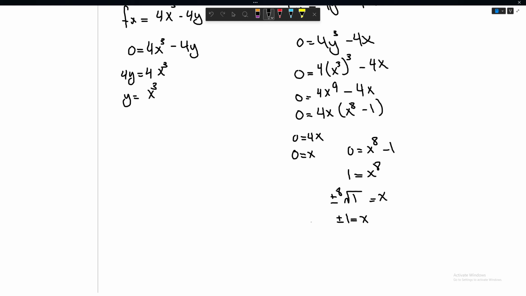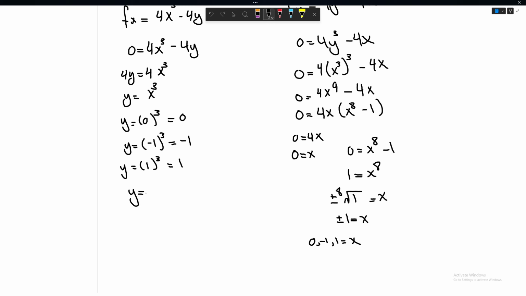Okay. So now we have 3 critical points, which is 0, -1, and 1. Now we take those, we sub those in here. So y at 0 cubed equals 0. Y at -1 cubed equals -1. Y at 1 cubed equals 1. So our y is equal to 0, -1, and 1.